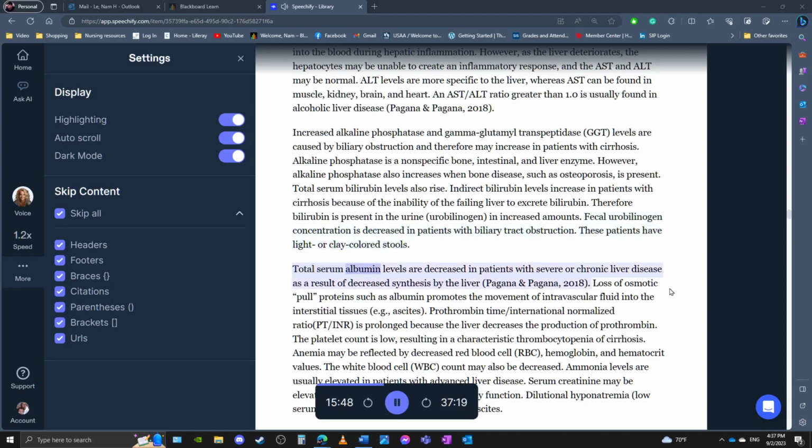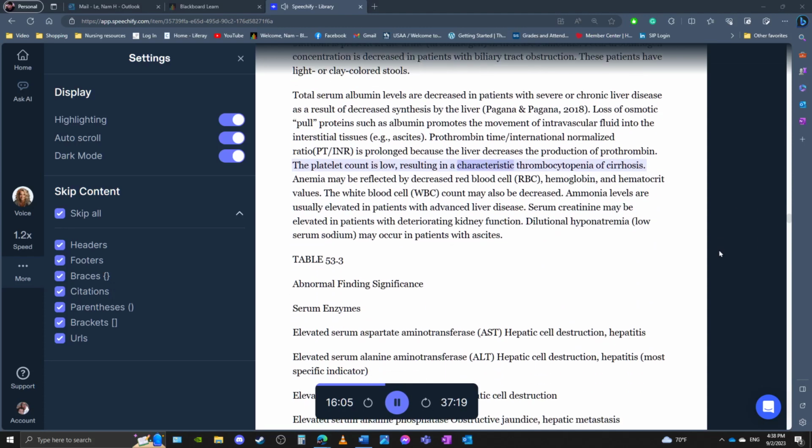Total serum albumin levels are decreased in patients with severe or chronic liver disease as a result of decreased synthesis by the liver. Loss of osmotic pull proteins such as albumin promotes the movement of intravascular fluid into the interstitial tissues. Prothrombin time/international normalized ratio is prolonged because the liver decreases the production of prothrombin. The platelet count is low, resulting in a characteristic thrombocytopenia of cirrhosis.